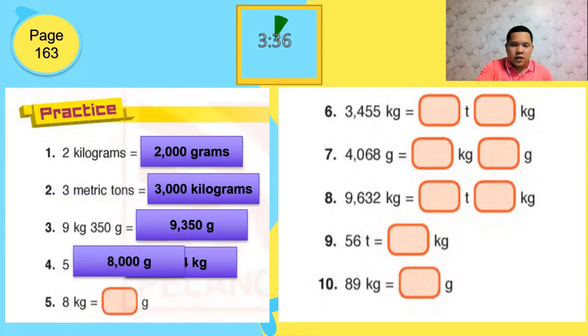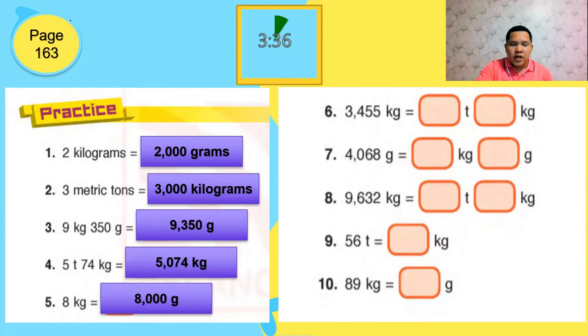5,074 kilogram. Number five, 8 kilogram equals 8,000 gram. Number six, 3,455 kilogram equals 3 metric ton and 455 kilogram. While 4,068 gram equals 4 kilogram and 68 gram.